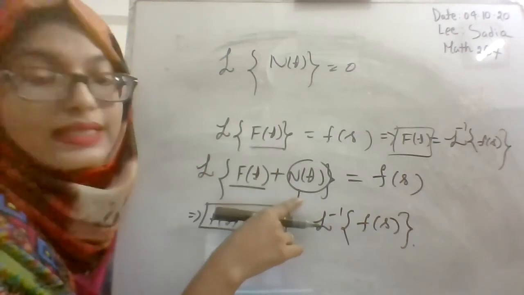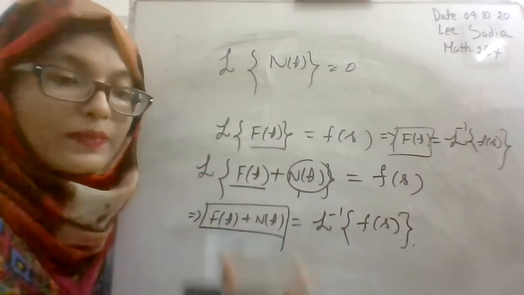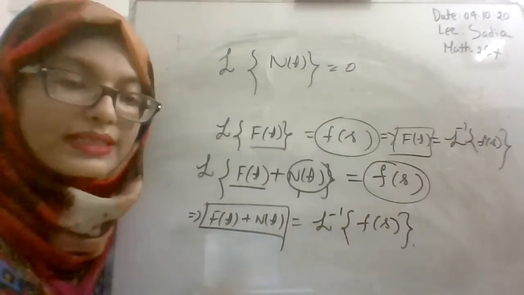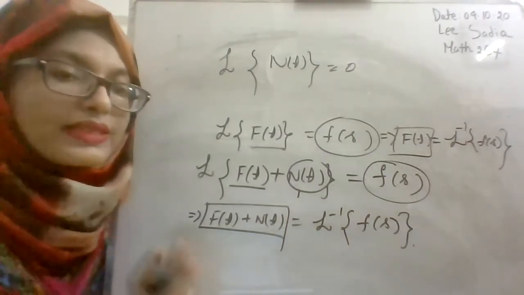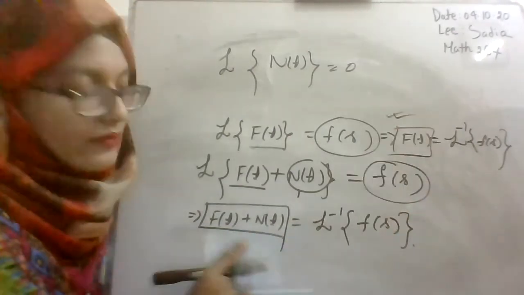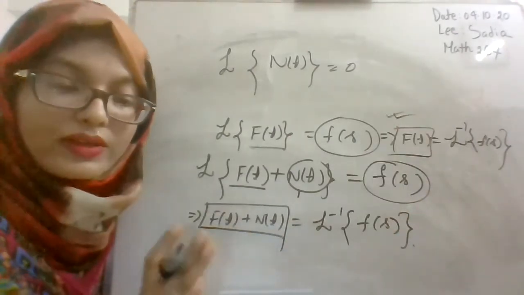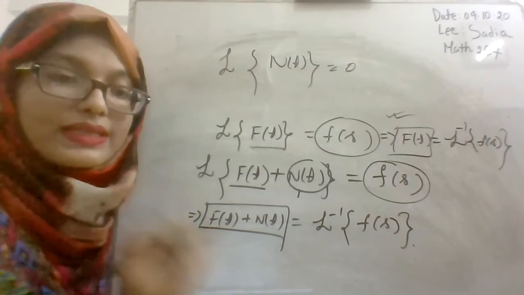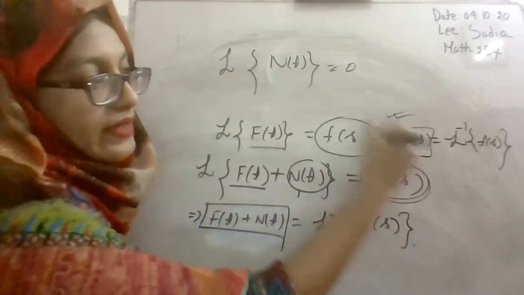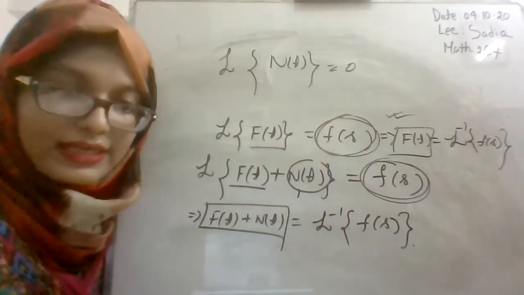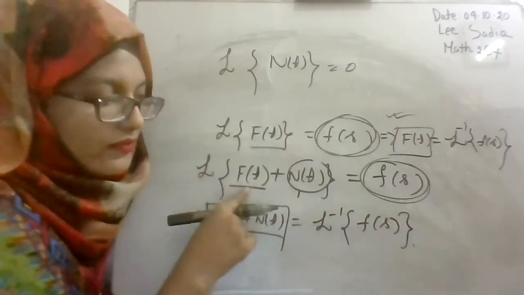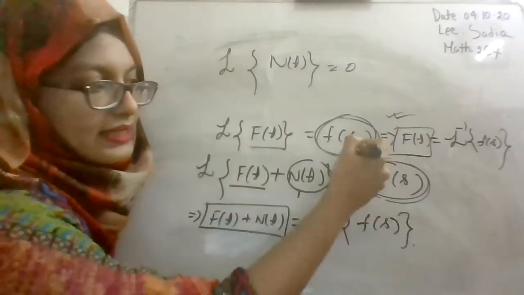Here, considering the null function, we can see that your Laplace transformation F of s is unique. But if you consider a null function, then your inverse Laplace transformation will not be unique. It will be different: f of t and f of t plus n of t. Have you understood what I want to say? The Laplace transformation of f of t and of f of t plus n of t are both F of s, and these are equal.